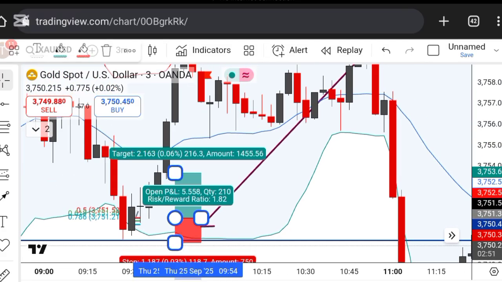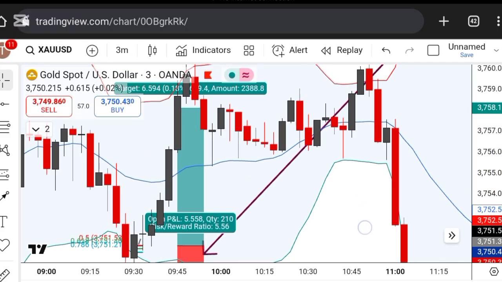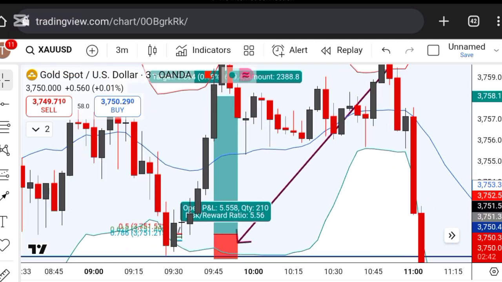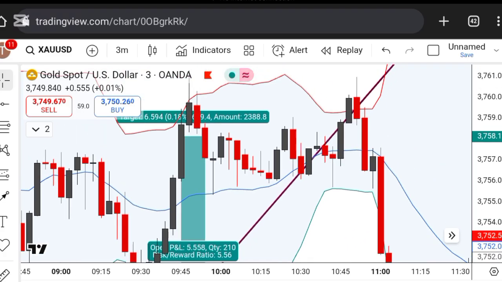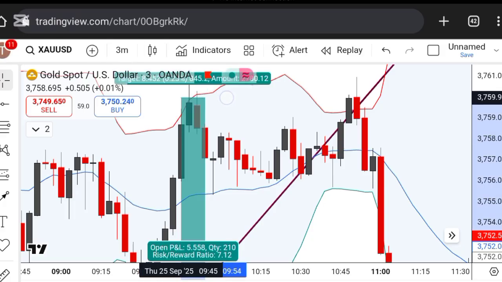I'll go for 1:4, which is right there. That is my TP. You can go for 1:5 if you want. That is 1:5. But to be on the safe side, let's not go to 1:6 or 1:7. That is your 1:7 if you wish to go for it.